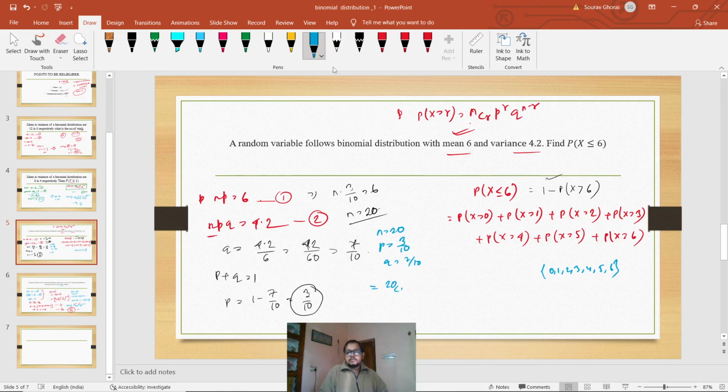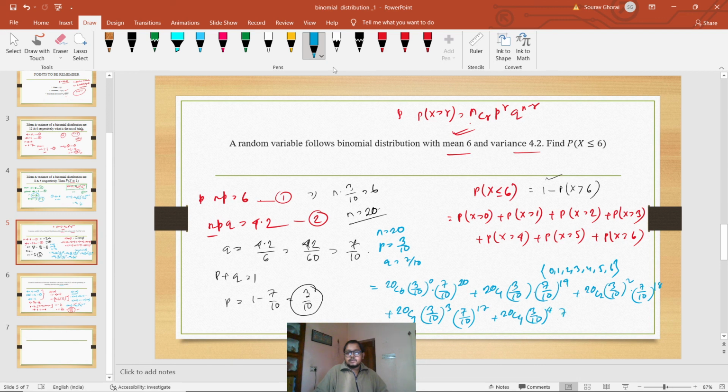That is 20C0 (3 by 10) to the power 0 (7 by 10) to the power 20, plus 20C1 (3 by 10) (7 by 10) to the power 19, plus 20C2 (3 by 10) squared (7 by 10) to the power 18, plus 20C3 (3 by 10) cubed (7 by 10) to the power 17, plus 20C4 (3 by 10) to the power 4 (7 by 10) to the power 16, plus 20C5 (3 by 10) to the power 5 (7 by 10) to the power 15, and plus 20C6 (3 by 10) to the power 6 (7 by 10) to the power 14.